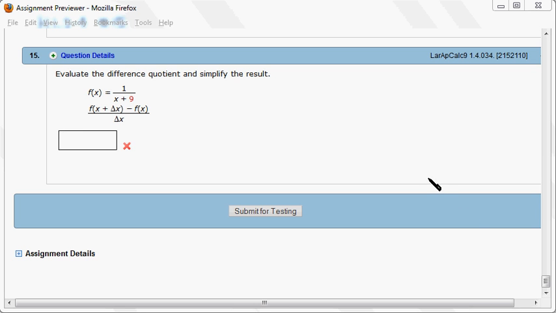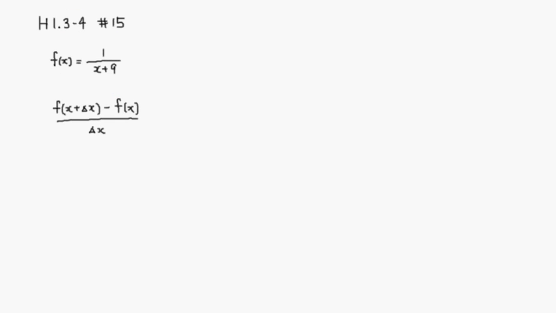Okay, let's look at homework 1.3, 1.4, number 15. The function f of x is given. It's a rational function, 1 over x plus 9. Then we want to find this difference quotient. Alright, so let's do that.